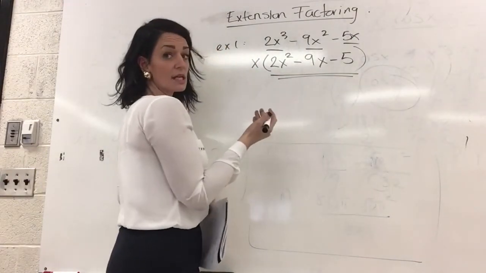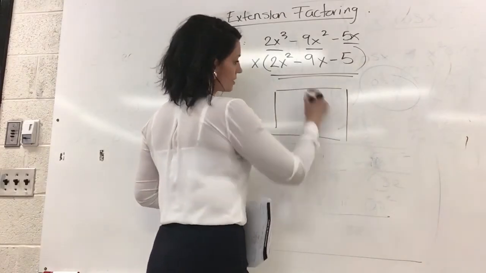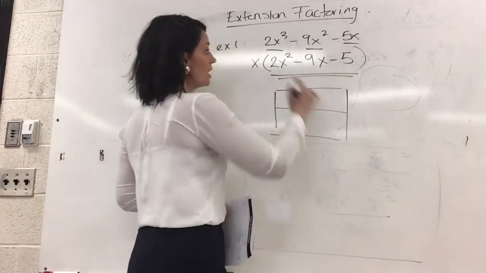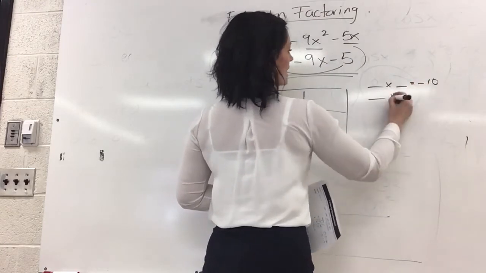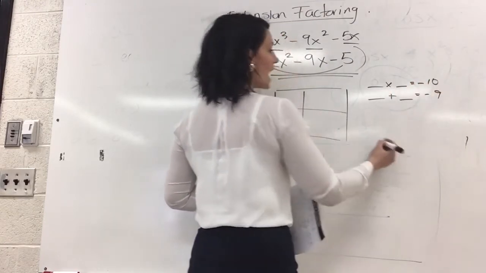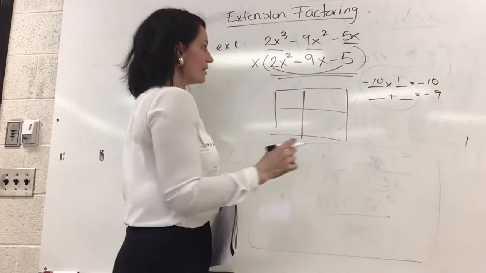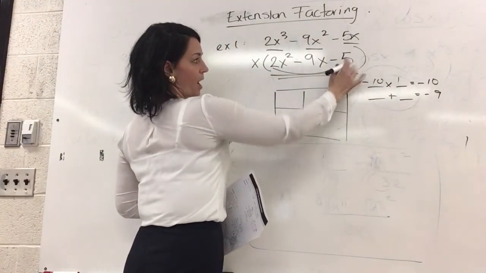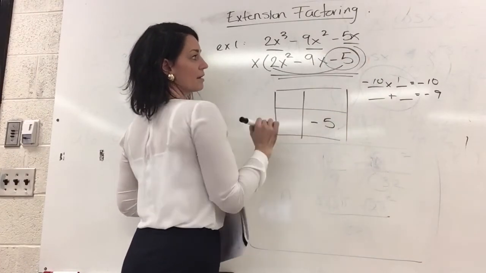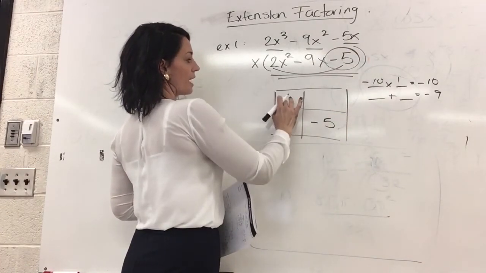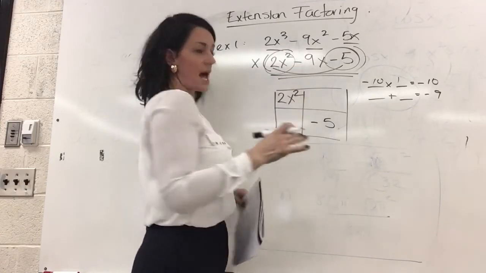We're going to use the reverse box method to do that. So we're going to set up our box. So we always do the 2 by 2. We multiply this by this. So I'm looking for two numbers that multiply to be negative 10 and add to be negative 9. So those numbers are negative 10 and 1. In the bottom right hand corner, I place the C value, and in the top left hand corner, I place this. That's always how I set up my box every single time.